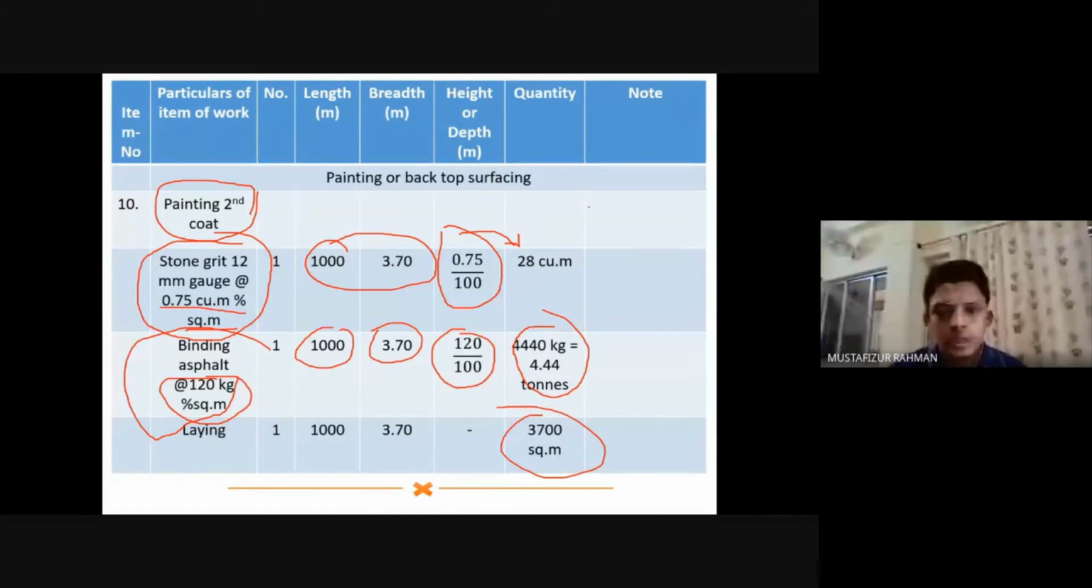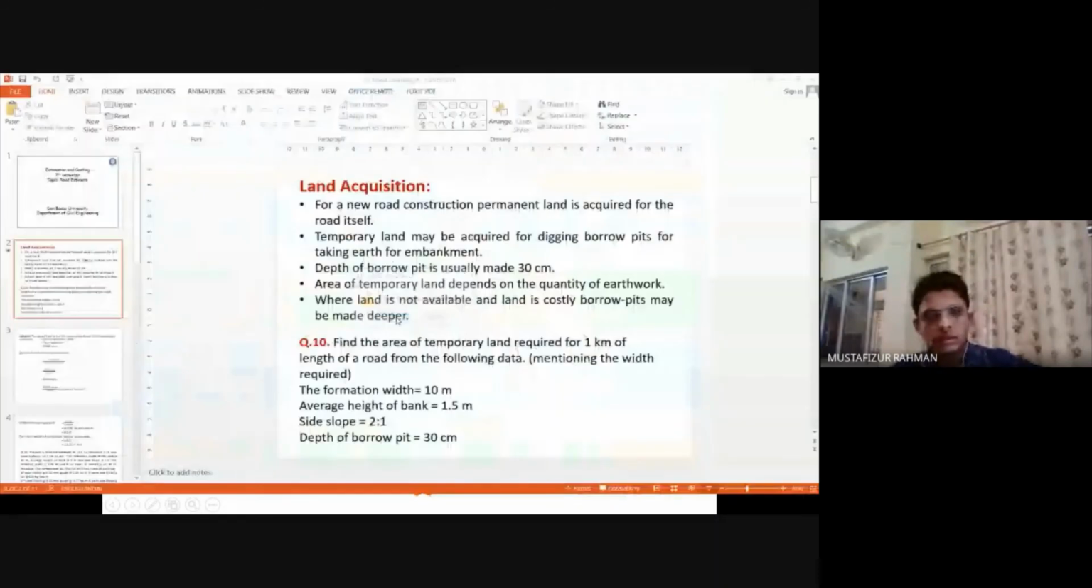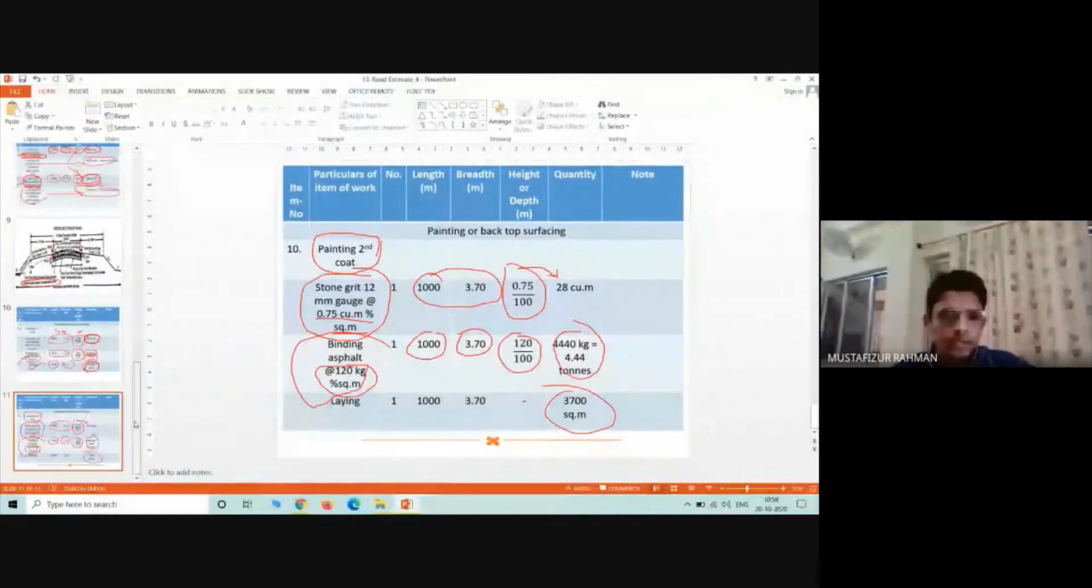So that's it. Again, very simple. We just have to look at our diagram, go through the specifications that are provided to us, and then do the calculation. So with this, I end today's class.